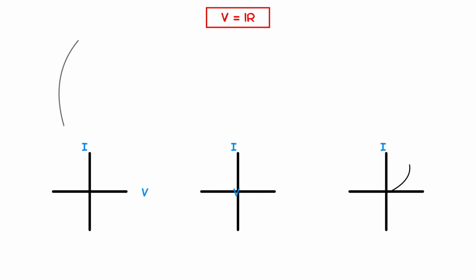In today's video, we're going to take a look at the equation V equals IR and at some important current versus potential difference graphs. V equals IR is probably the most important equation in the electricity topic and stands for potential difference or voltage equals current times resistance.